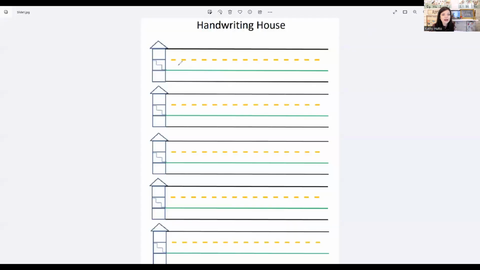So make the one. And then come to the downstairs part right here. Find the stairs. This is downstairs on the handwriting house. You're going to go to that dotted line, slide to the middle, and slide out. One, and then slide to the middle and out downstairs.